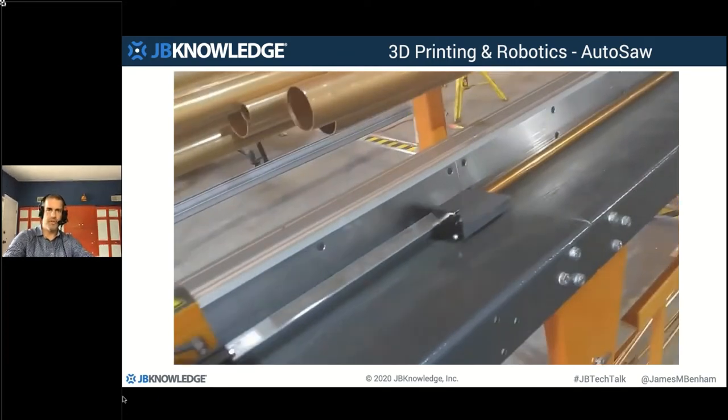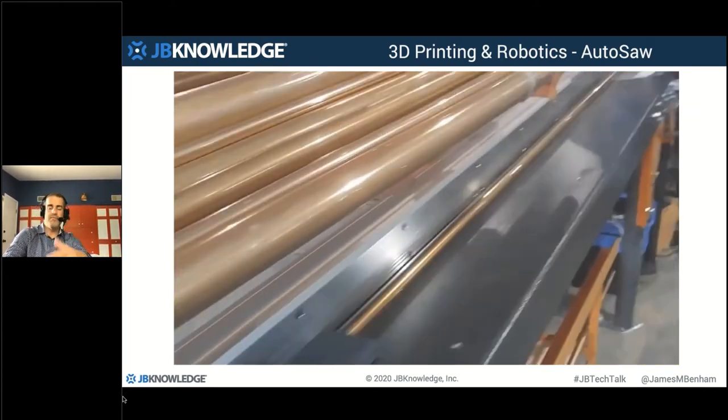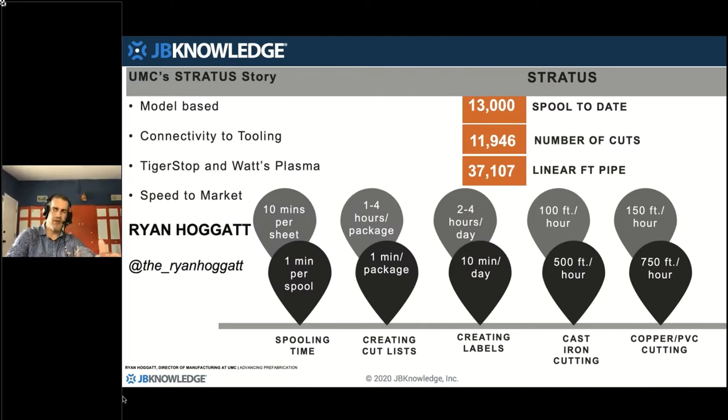This particular company, UMC, University Mechanical, went from 8 hours a day of running pipe cutting to about two. So it was a 75% reduction in time. Their copper PVC cutting went from 150 feet an hour to 750 feet an hour of production. The numbers are crazy. And this is a combination of both Stratus, a software product, and Tiger Stop, a hardware product.